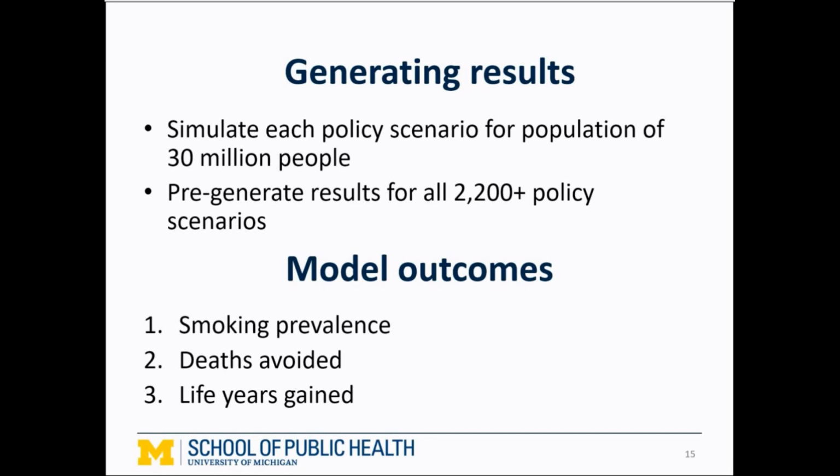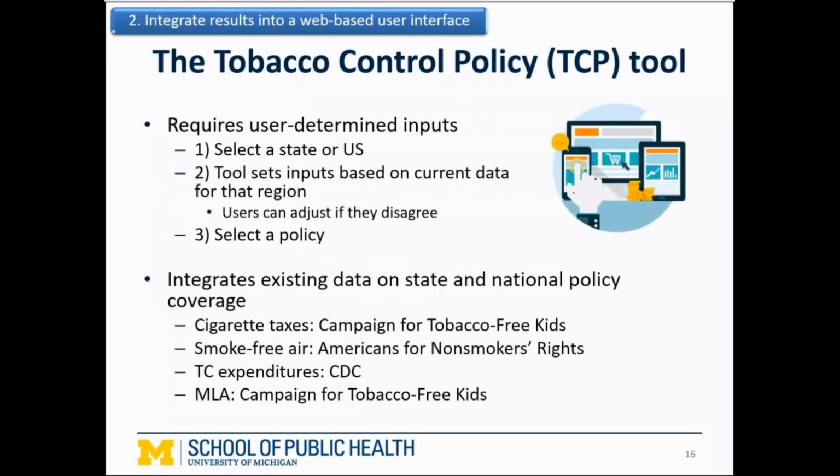When the user arrives at the TCP tool, they can select either a state or an average across all states. And once a region is chosen, the interface pre-populates with existing data on the level of policy coverage for that state. For example, most people won't know off the top of their head that more than half of the population of Massachusetts is covered by Tobacco 21 laws at the local and county levels. So what we did was we went ahead and gathered the latest information from various sources for each of the policies, so that a user doesn't need to look up that information themselves when they're choosing their policy scenario.